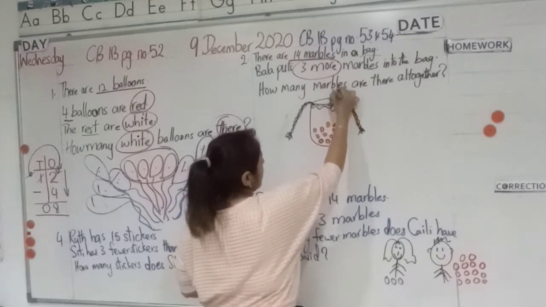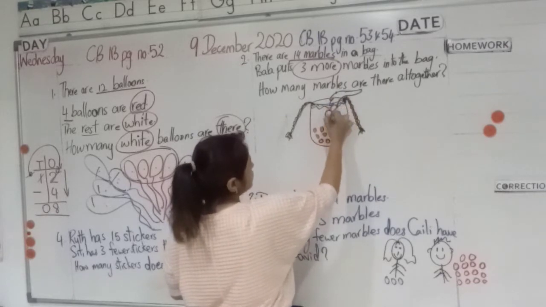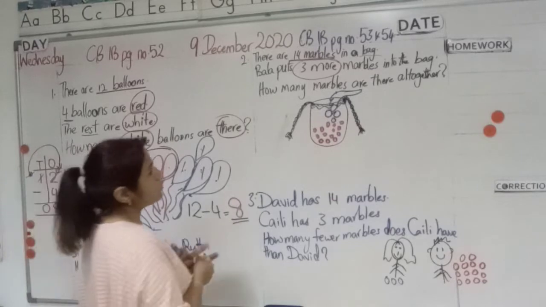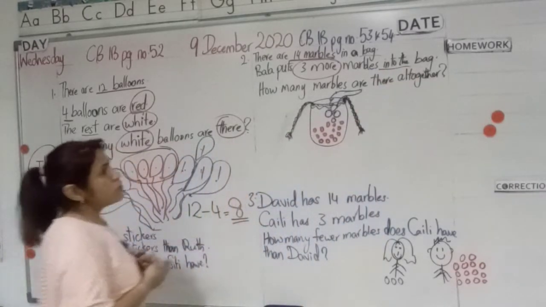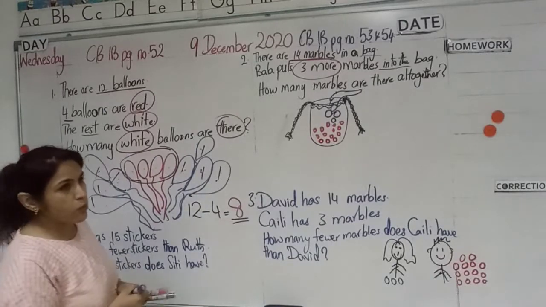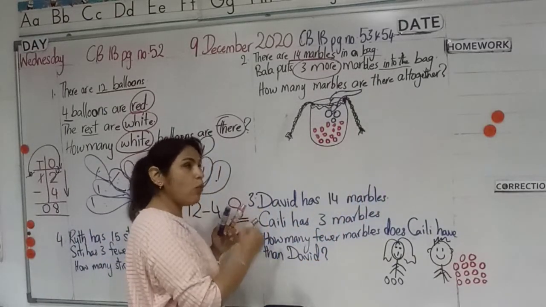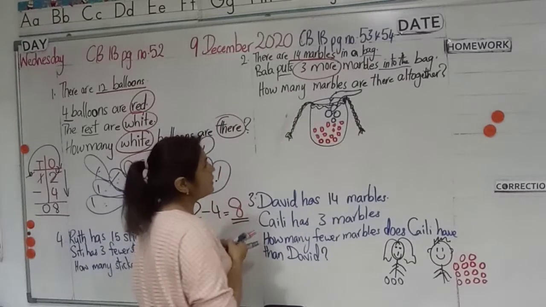Let me draw the hand. So just you will get an idea. So 1, 2, 3. He has put into the bag. He has put in 3 more. So what's happening here? What's the equation? We are not taking, but we are putting in more. When we say puts in, that means we are adding, correct?